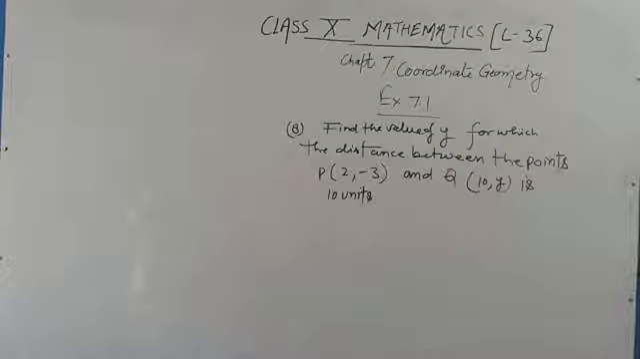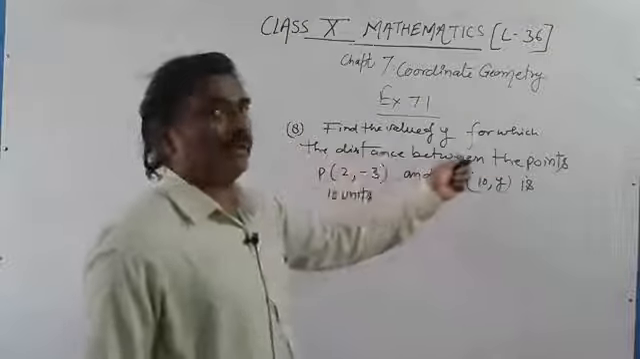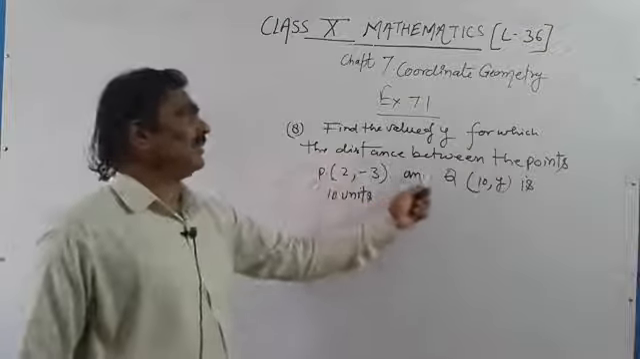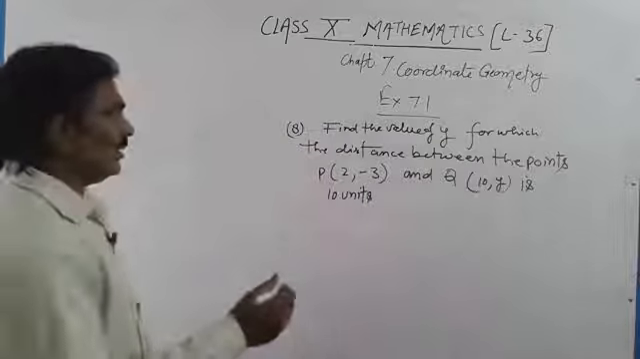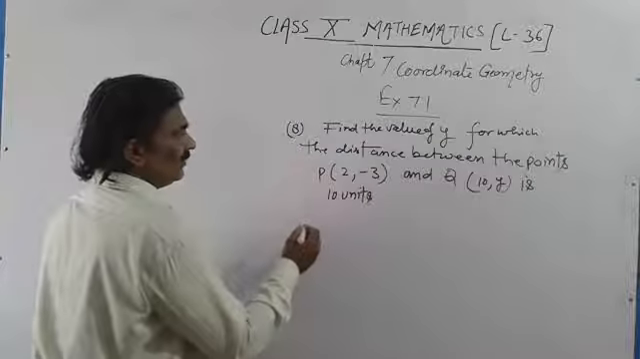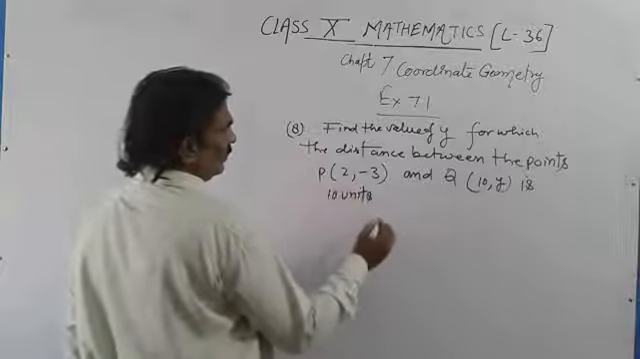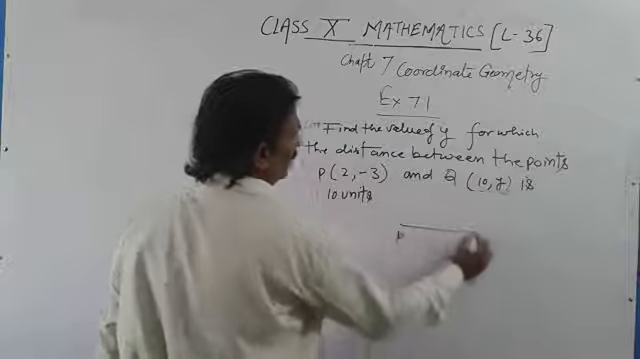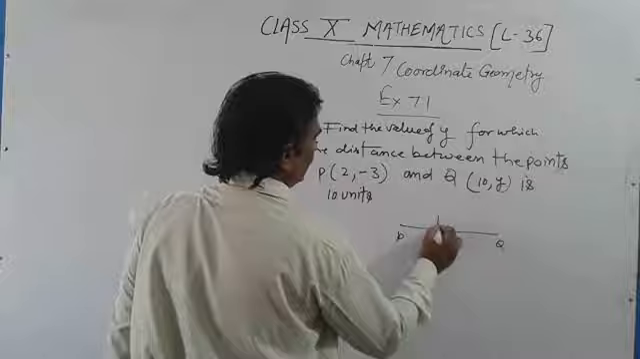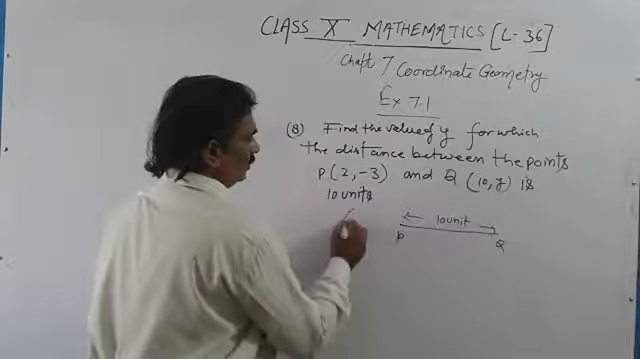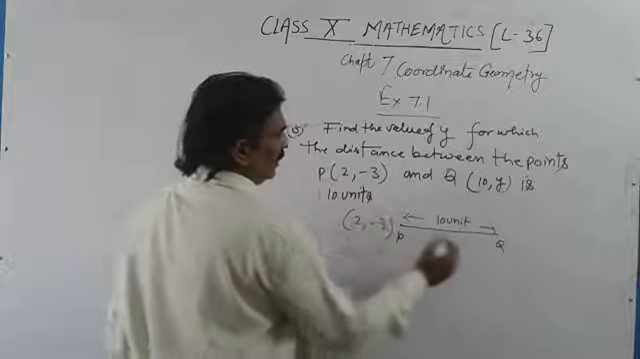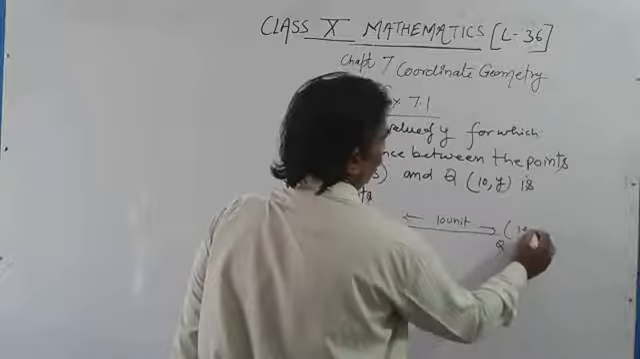So students, now we have one more question, question number 8. In this question, find the value of y for which the distance between the points is 10 units. So students, a type of question given that we have like point P and this point is Q. Our distance is 10 unit. Okay students. So we have 2 and minus 3 and here Q for 10 and y.